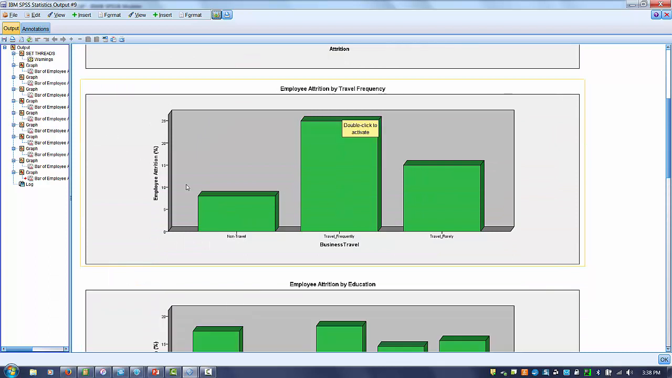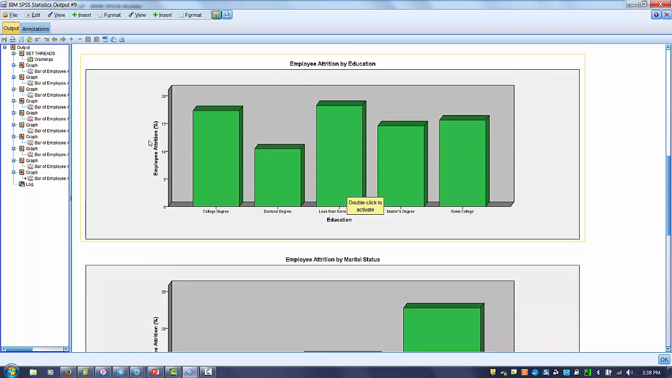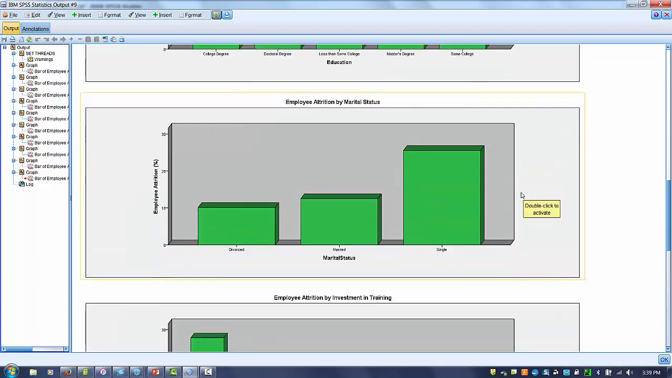This shows the relationship between attrition and business travel, and those who travel frequently are much more likely to attrit than those that don't. This is the relationship between education and attrition, and it looks like people with a doctoral degree are less likely to attrit than those, for example, with some college. Marital status: single people are much more likely to attrit, and that probably goes back to how much responsibility you have.